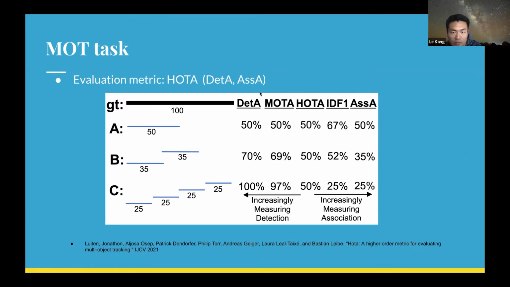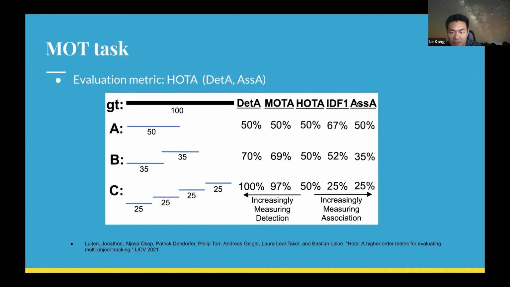So if we apply the DetA evaluation metric, which only focuses on the detection, method C actually gets 100% detection accuracy, intuitively, right? Because it only has ID switches. Well, method A gets 50% accuracy on the DetA metric, because the other half is lost completely.